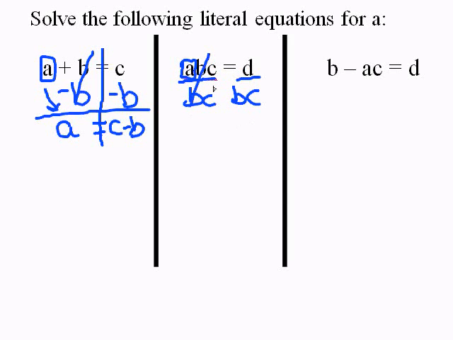The bc's are going to divide out to give me 1, leaving me with just a is equal to d over bc.